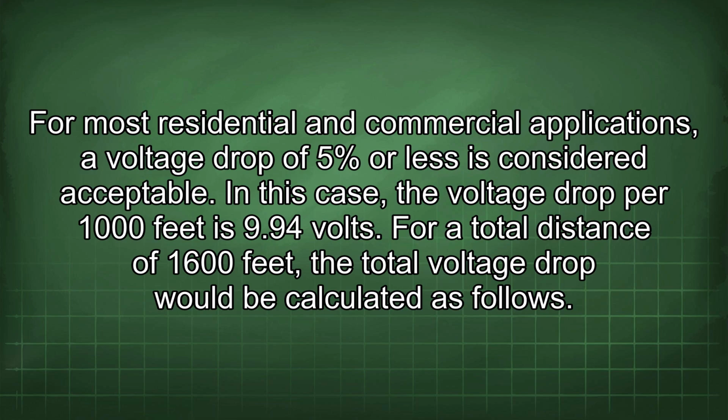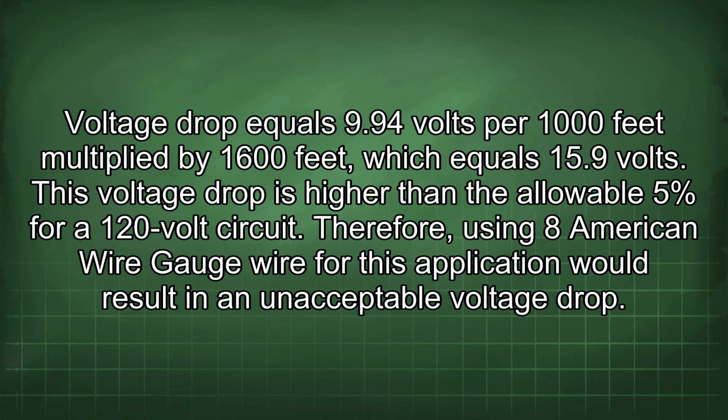In this case, the voltage drop per 1000 feet is 9.94 volts. For a total distance of 1600 feet, the total voltage drop would be calculated as follows. Voltage drop equals 9.94 volts per 1000 feet multiplied by 1600 feet, which equals 15.9 volts. This voltage drop is higher than the allowable 5% for a 120 volt circuit.